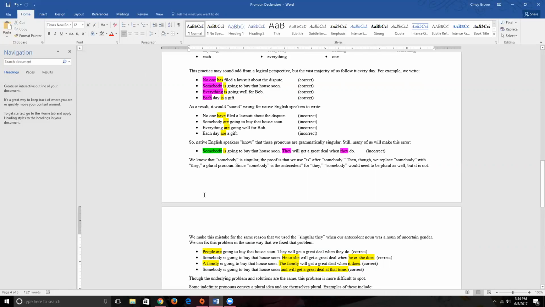And you can see when we switch somebody to people, we're also going to need to switch our verb. We're not going to say people is going to buy that house soon. No, people is plural, so we're going to say people are going to buy that house soon. Since people is plural, since we're using are here, we know that they is going to be the right pronoun to use. So that is one strategy to use to correct this problem.